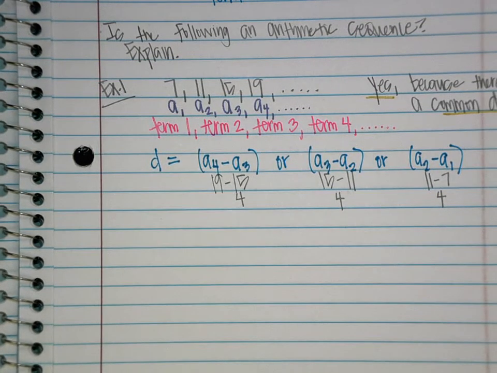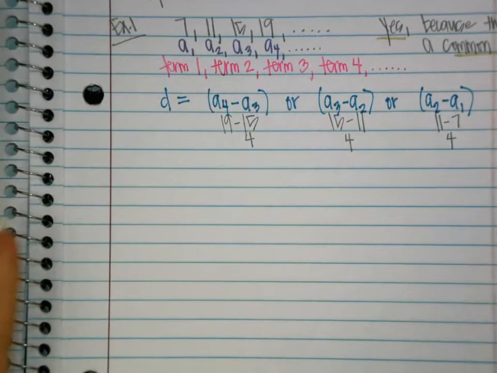If it is not a common difference, you'd write no, no common difference. That's it. That's the explanation part. Simple enough, right? I hope. Please tell me yes.